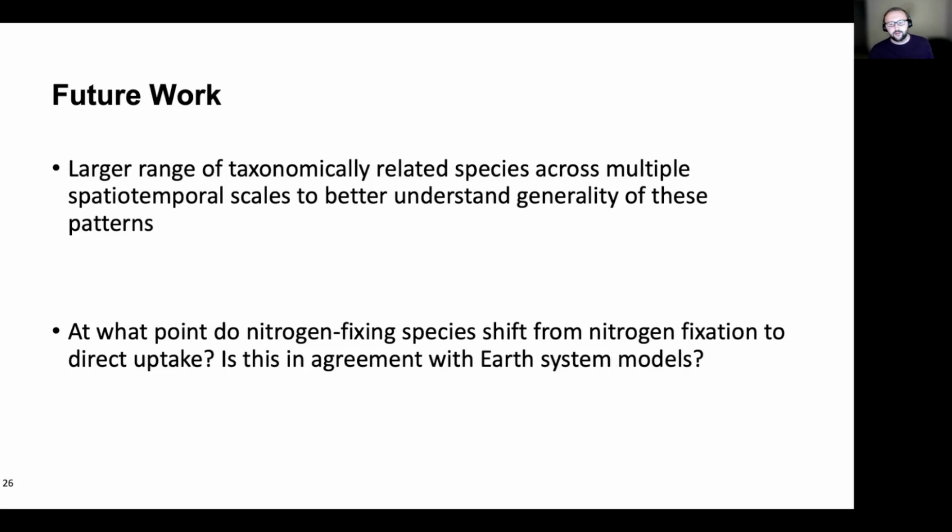Additionally, we conducted this study over a short 5-week temporal scale. So there's also a need to evaluate these patterns across other spatiotemporal scales to determine the range for which these patterns hold. And finally, we would love to evaluate the threshold of soil nitrogen availability where nitrogen fixing species might shift away from nitrogen fixation towards direct uptake, and compare these results to patterns that are simulated in Earth system models.